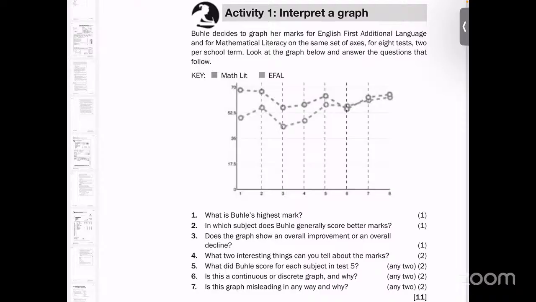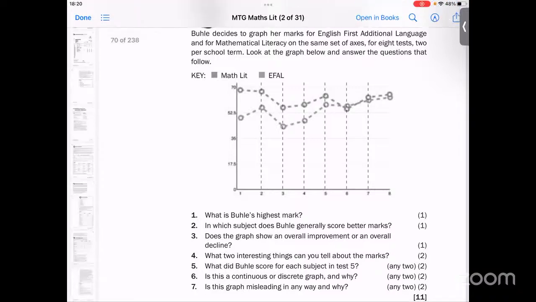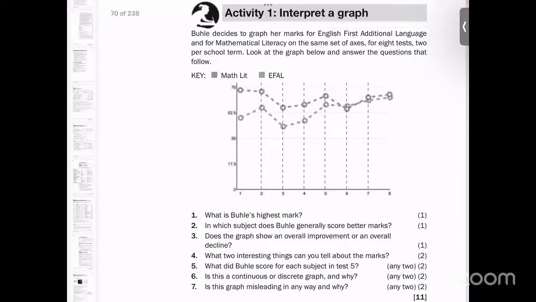So you've got test number 1, 2, 3, 4, 5, 6, 7, and 8. Then with you trying to determine that, you can already check what test number it was where you got the highest mark. And then you will just look at the number closer to that and verify if it is above that number or below that number. And then you just estimate that mark that Boutle obtained.